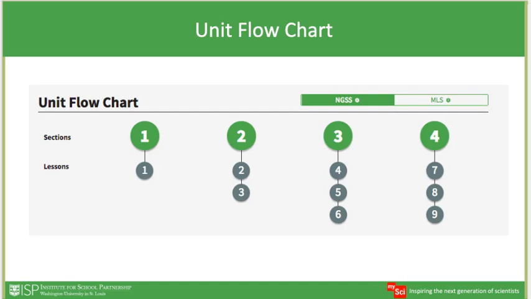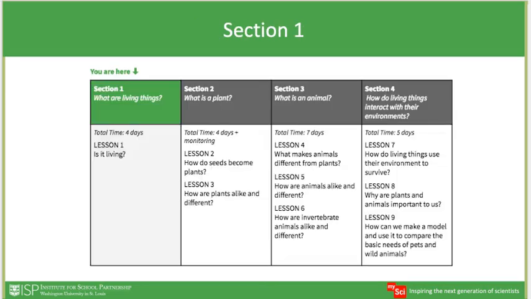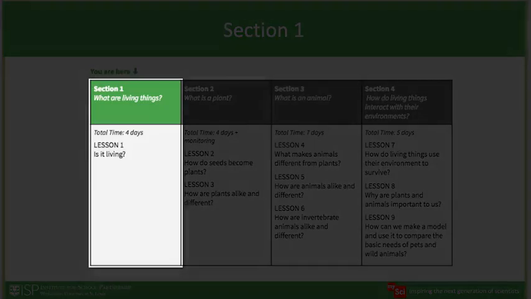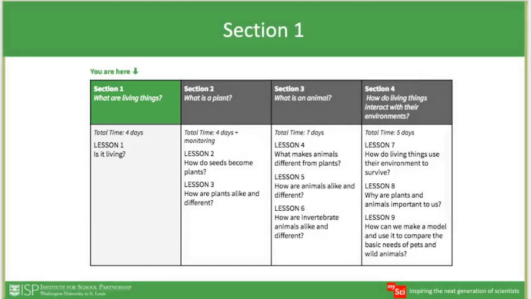Now that we have an idea about what students will study in this unit, take a look at the unit flowchart. This unit is divided into 4 sections, and there are 9 lessons total. Section 1 asks students to figure out what is considered living. This section will take about 4 days.